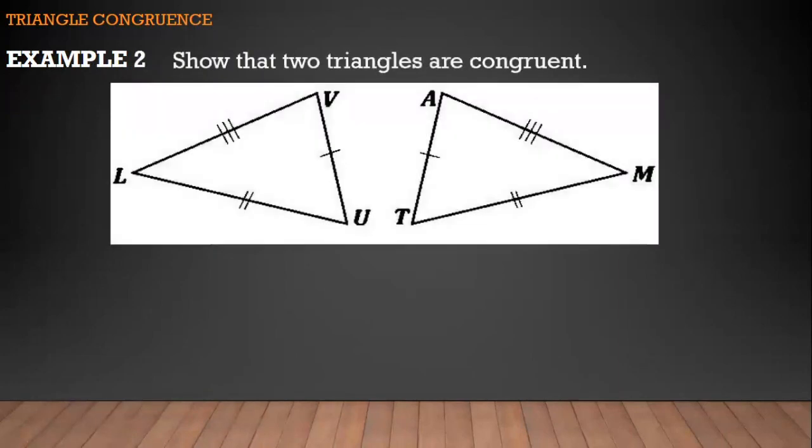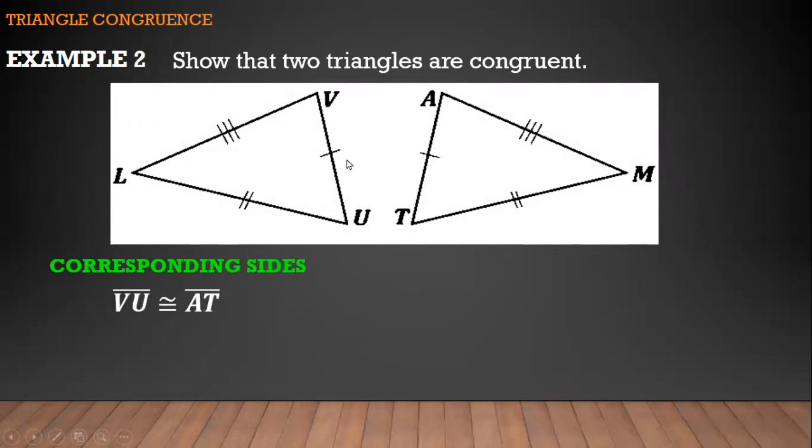Example number 2. Show that 2 triangles are congruent. So, through their identical marks again, let's have the corresponding sides. Corresponding sides, we have segment VU correspond or congruent to segment AT. Next, we have segment UL. Segment UL is congruent to segment TM. Segment VL is congruent to segment AM.